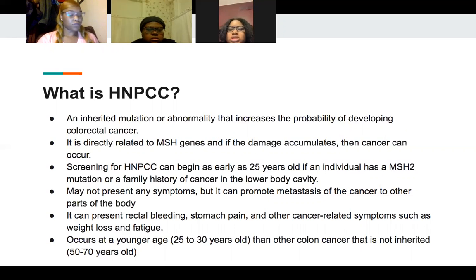Symptoms may not present themselves, but if they do, it does promote metastasis in the body, which is like cancer can spread to different parts of the body. Or if the person does have symptoms, they are typically like rectal cancer: rectal bleeding, stomach pain, and other cancer-leading symptoms such as weight loss and fatigue. What distinguishes this particular cancer from other colon cancers is that this cancer occurs at a younger age, such as 25 to 30 years old, compared to other cancers that you can really detect around 50 to 70 years old.